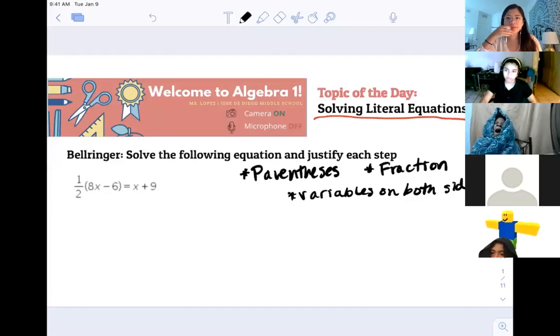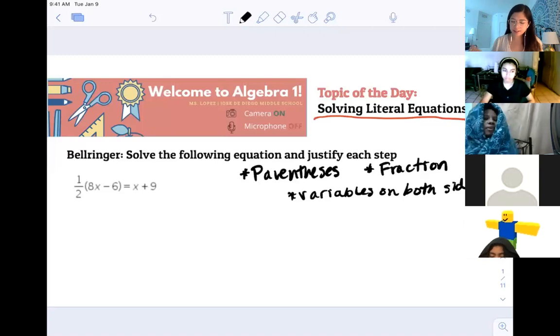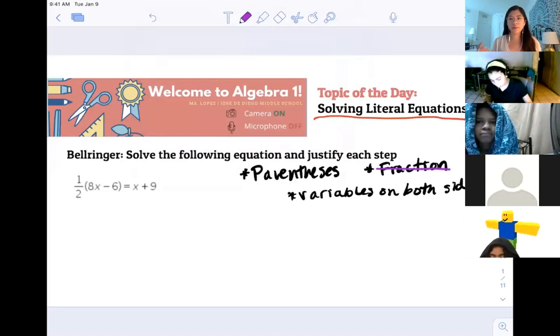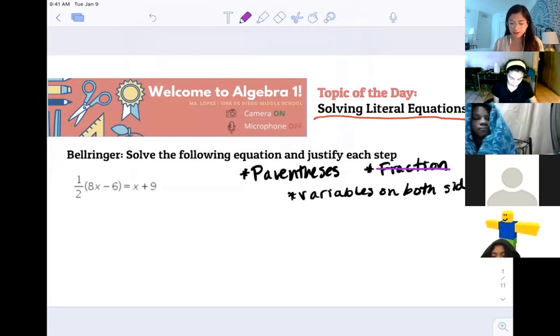I'm thinking fractions. Fractions. Yeah, fractions. Good, you got it. So we're going to get rid of our fraction first, because when there's parentheses and fractions, you pretty much always want to start with the fractions before anything else. All right, and if I'm getting rid of my fractions, what should I do to both sides?